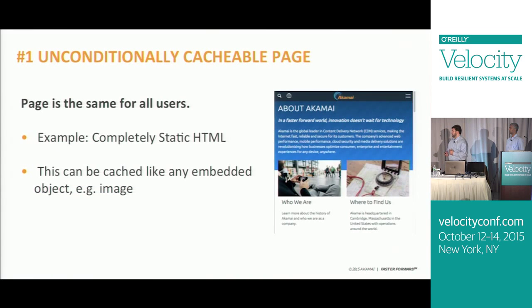So if we take a look at an unconditionally cacheable page, this is just like an image or a style sheet. It's essentially an HTML page that's not going to change regardless of who the user is. So in this case, just looking at the About Akamai page, that can be handled like an embedded object. It can just be cached with a TTL.